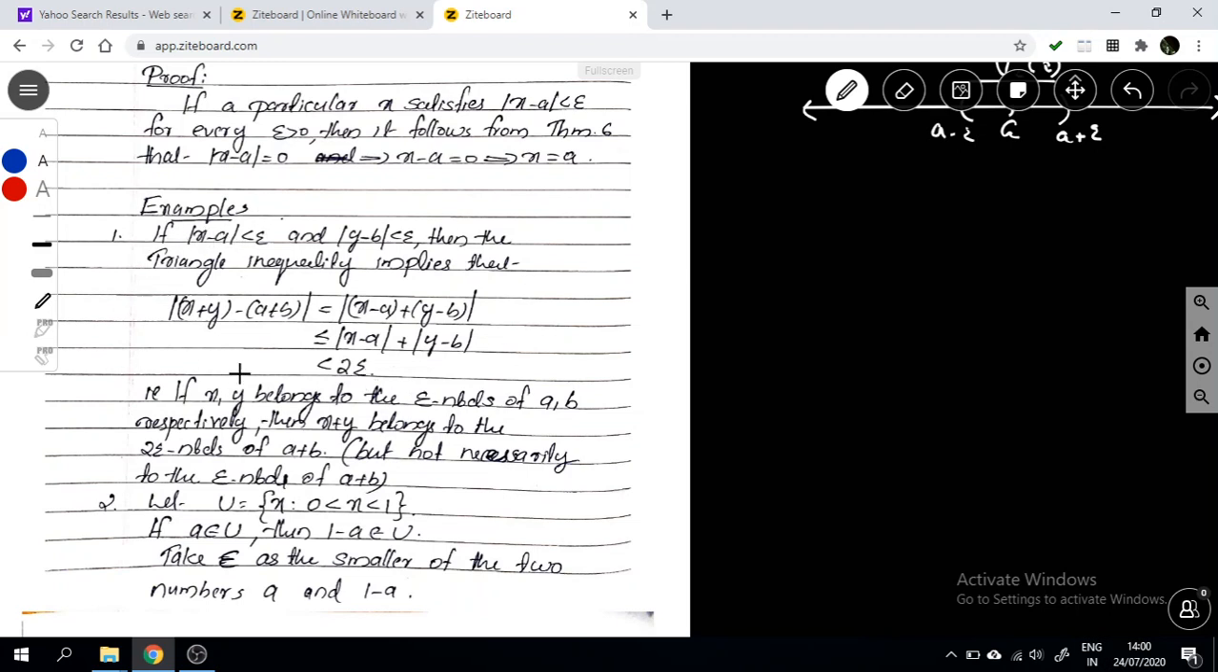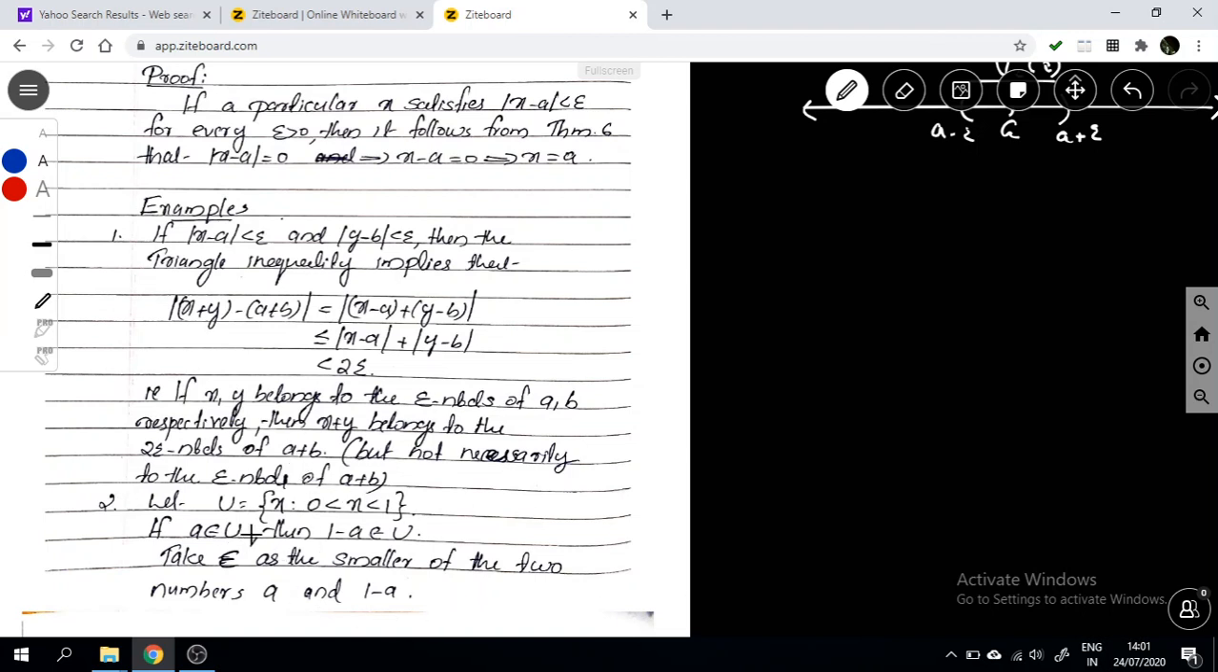In words, we can say that if x and y belong to the epsilon neighborhoods of a and b respectively, then x plus y belongs to the 2 epsilon neighborhood of a plus b. It is the 2 epsilon neighborhood, not the epsilon neighborhood. x is in the epsilon neighborhood of a, and y is in the epsilon neighborhood of b. Then x plus y will be in the 2 epsilon neighborhood of a plus b.